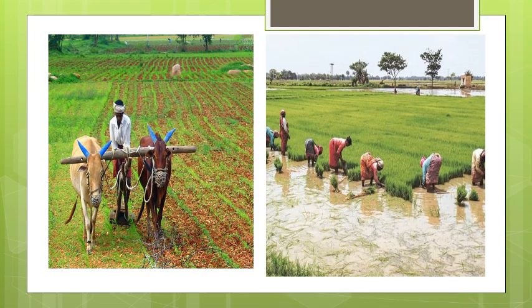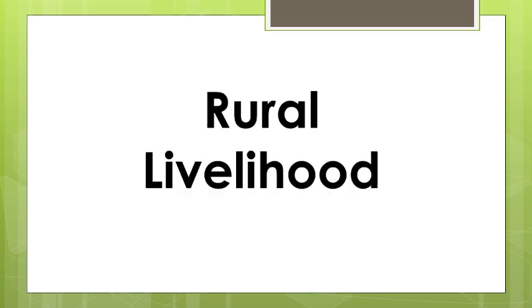Let's see pictures. Here are the pictures. Now, I want you to understand what exactly is happening in these two pictures. Yes, you are absolutely correct. You must be thinking that these are the farmers and they are working in their field. So, when people work in their field, in villages and earn their living, they have rural livelihood. So today we are going to learn about rural livelihood.